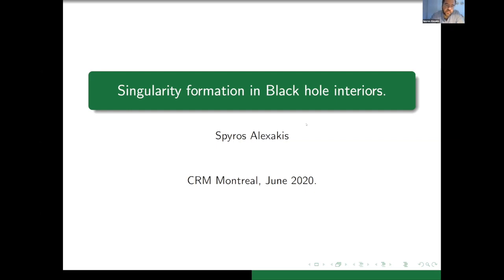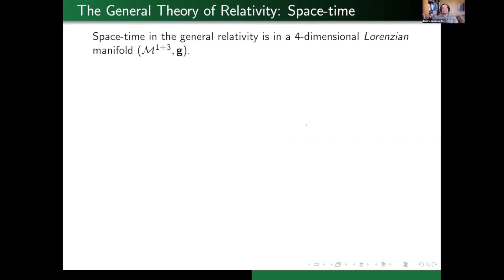Okay, so I want to discuss work that I completed a few months ago with my former student, Greg Fournodavlos. It concerns singularity formation inside black holes in Einstein's theory of relativity. Not everybody is super familiar with relativity, so I want to start with a very short introduction of just a few minutes. The object of study in relativity are four-dimensional Lorentzian manifolds.